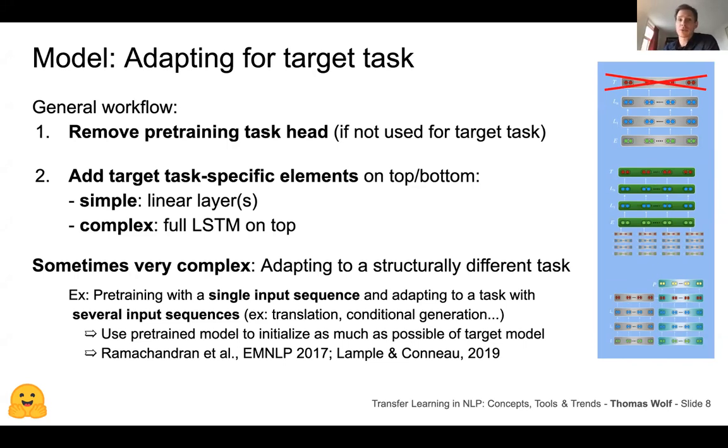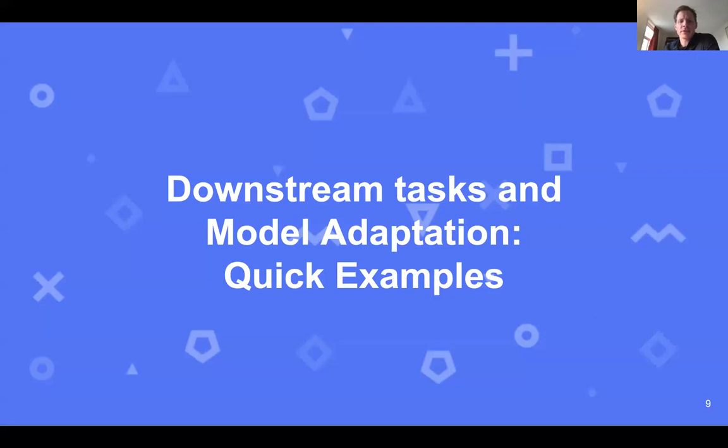Sometimes the task is even structurally different. You remember in the pre-training, we had a single input sentence, my dog is a good boy. And sometimes in the downstream task, we have several types of inputs. I will show you that in detail later. But in this case, the question is, how do you handle several types of inputs? One option that I illustrate here is to duplicate your model, then connect them together with cross attention or another way, and use each duplicated model to process one type of input. This is one possibility.